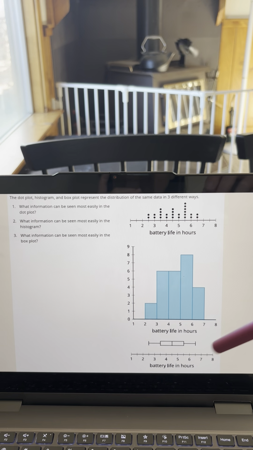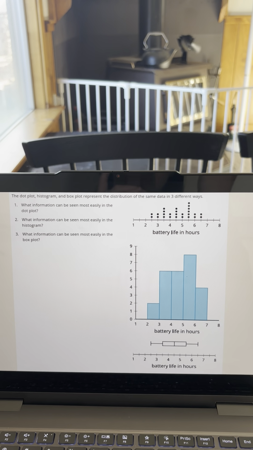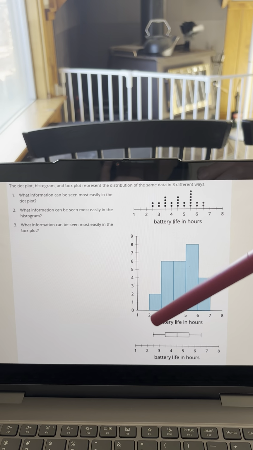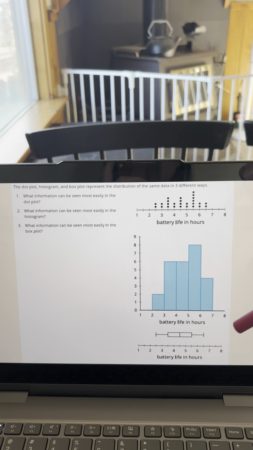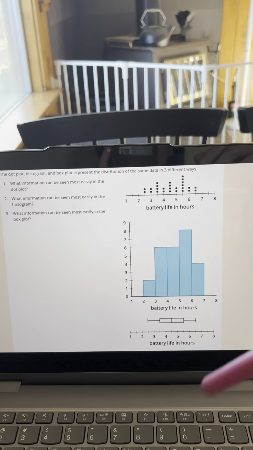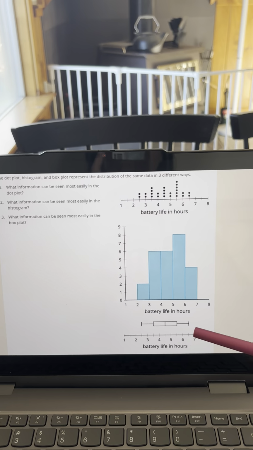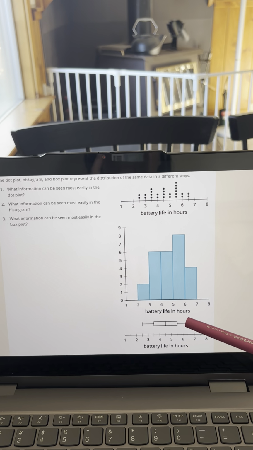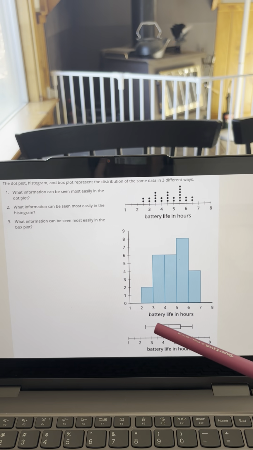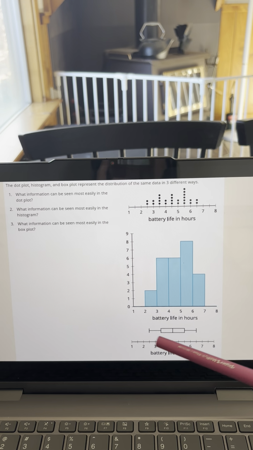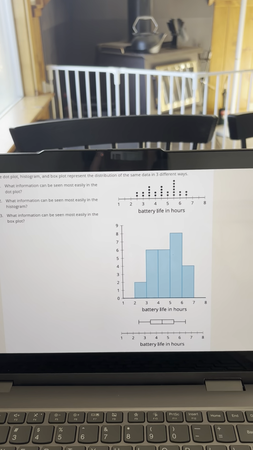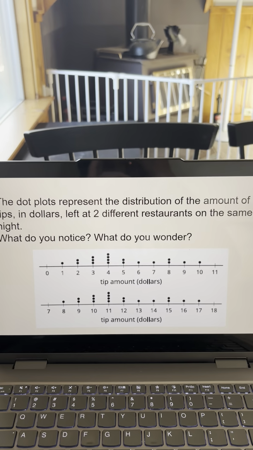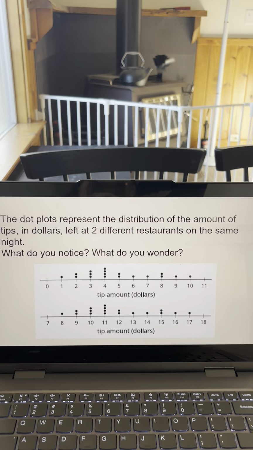And then if we're talking about the histogram, what information can be most easily seen in the histogram? It kind of shows the shape of the distribution the best. And then what information can be best seen in the box and whisker? This is kind of your summary. We can see the minimum and the maximum, and we can see the middle and the quartile 1 and 3. It kind of shows us the best summary. Again, I think all of that's in that packet.